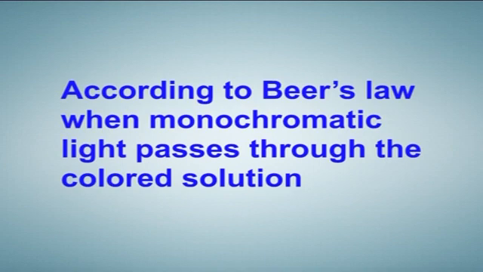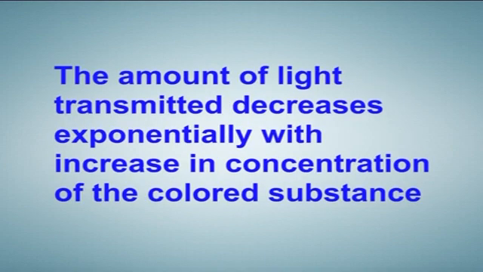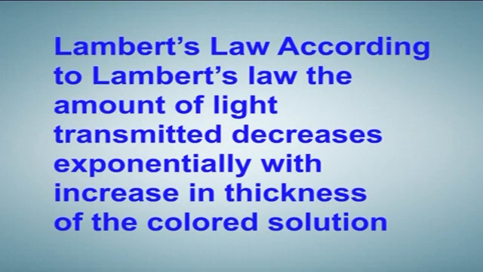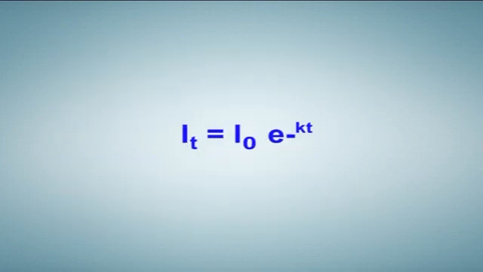Beer-Lambert's law. According to Beer's law, when monochromatic light passes through a colored solution, the amount of light transmitted decreases exponentially with the increase in the concentration of colored substance. That is, It = I0 e^(-kc). Lambert's law. According to Lambert's law, the amount of light transmitted decreases exponentially with increased thickness of the colored solution. It = I0 e^(-kt).